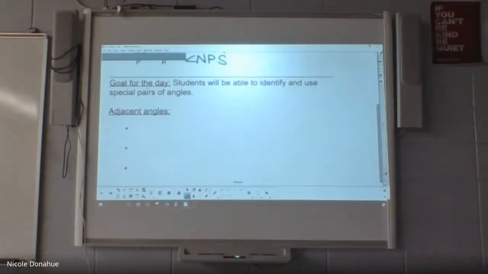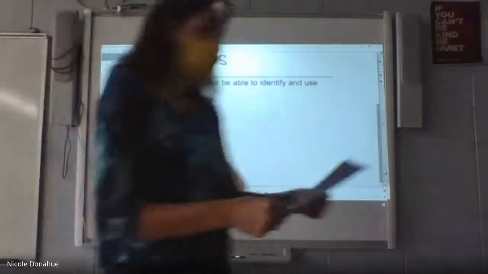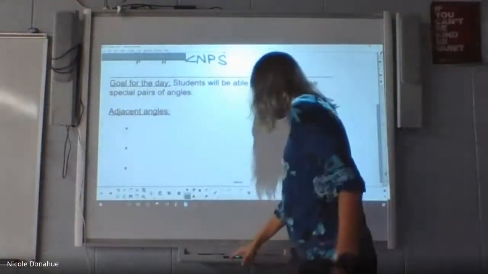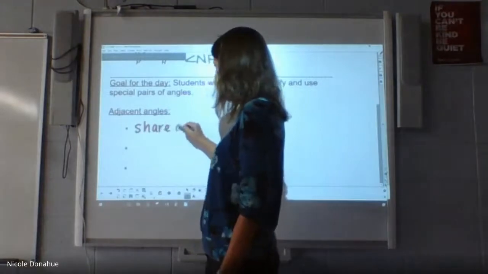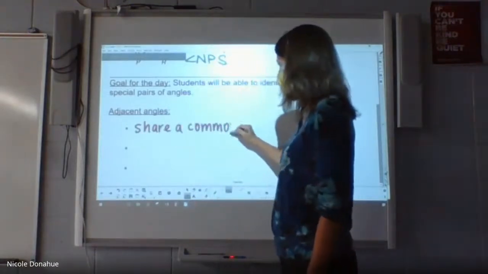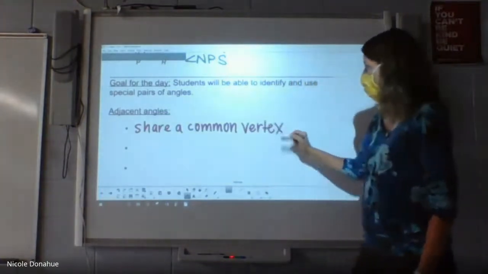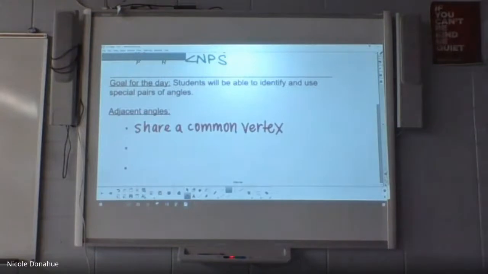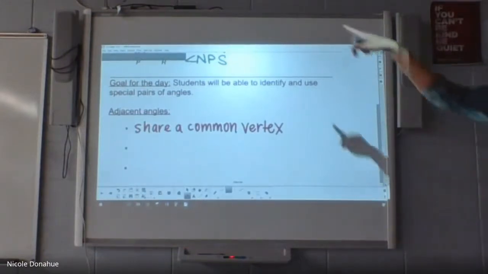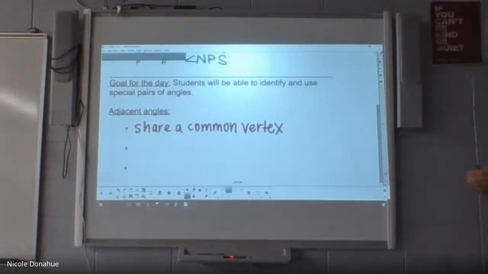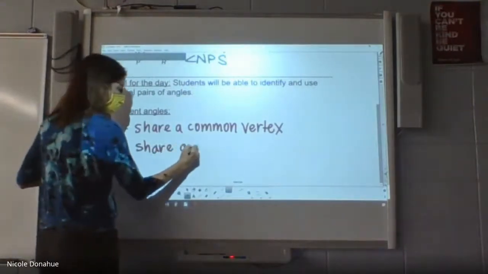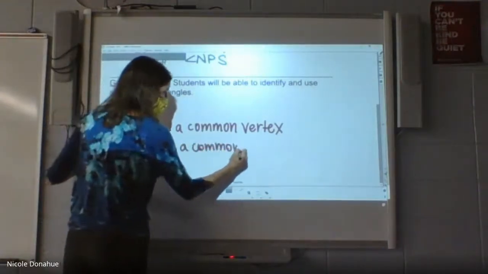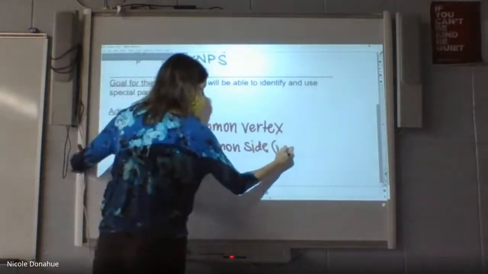Like I said, the drawing has a bunch of different adjacent angles in it in our warm-up. These are 3 bullet points about adjacent angles. They share a common vertex. So all of them share the common vertex of P. They also share a common side, which is always a ray, remember.